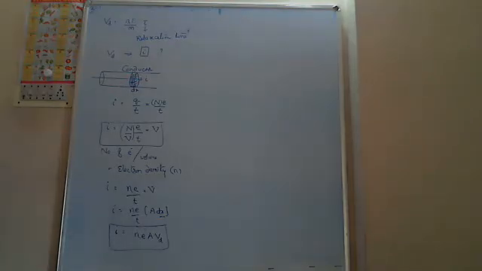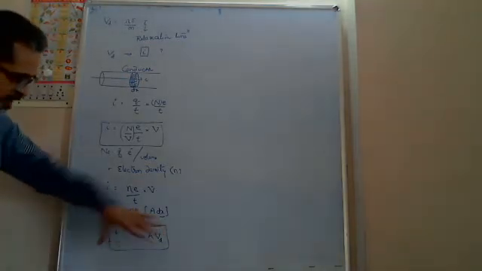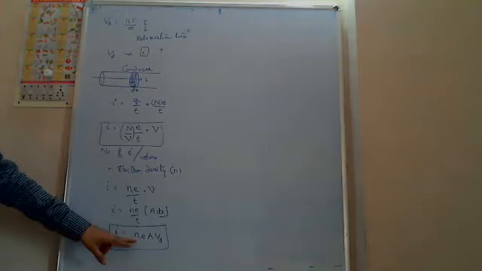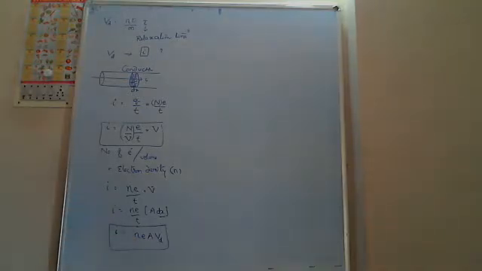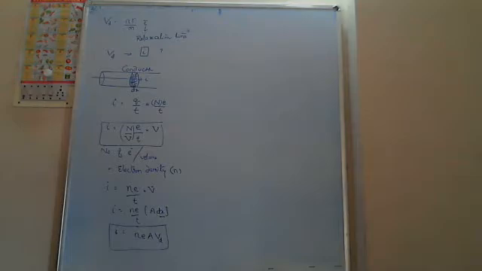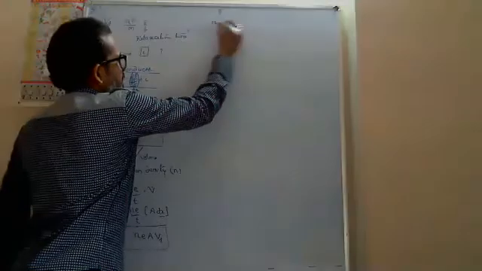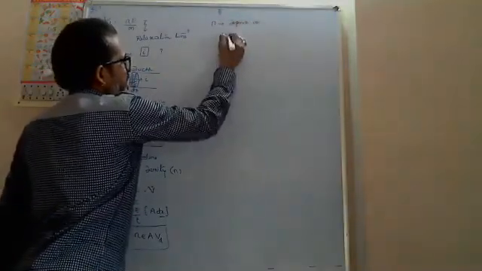This is one relation. By this we can understand that the current depends upon many things. Number one, it depends upon the substance you are taking. If you change the substance, the number of electrons per unit volume will change. That means n will be different for different materials. So we write that clearly here: n depends on the nature of material.